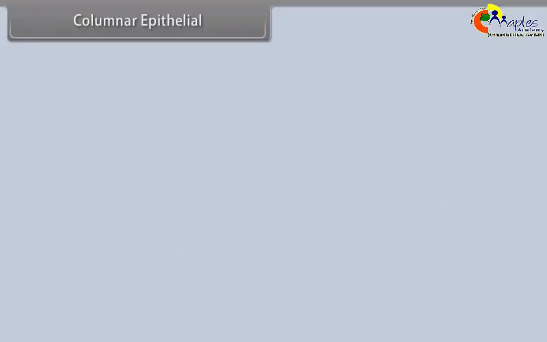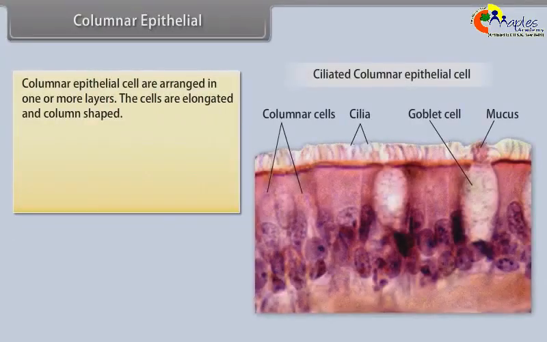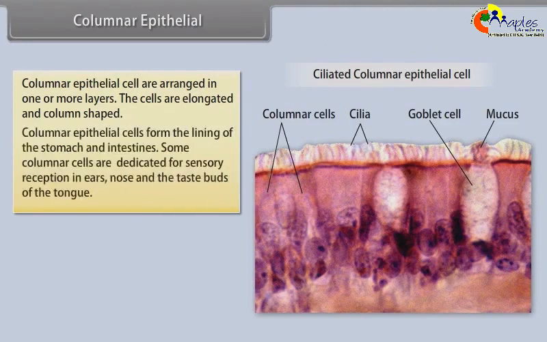Columnar epithelium. Columnar epithelial cells are arranged in 1 or more layers. The cells are elongated and column-shaped. Columnar epithelial cells form the lining of the stomach and intestines. Some columnar cells are dedicated for sensory reception in ears, nose, and the taste buds of the tongue.